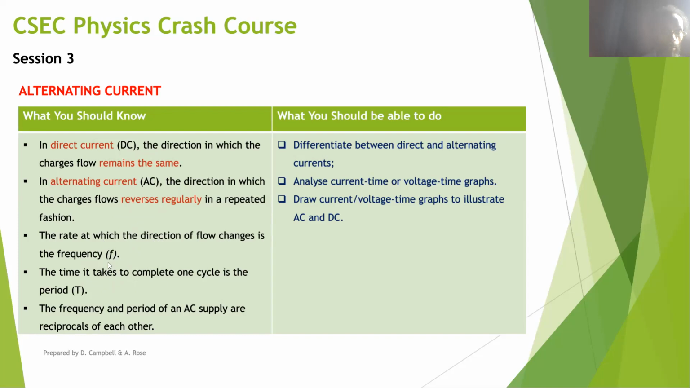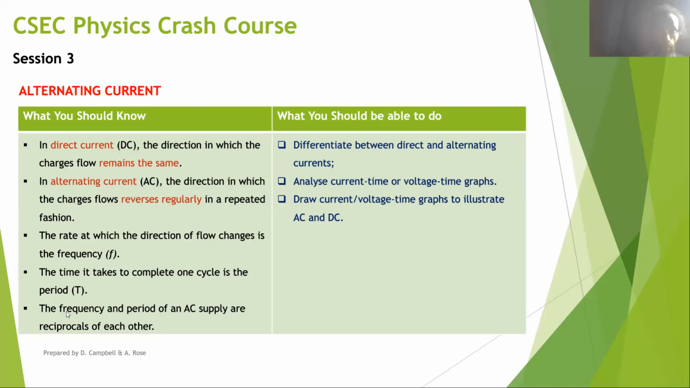Now, the time it takes to complete one cycle is called a period, and that's designated T. Similarly to a wave motion and a pendulum, F and T are reciprocals of each other. So it follows the same concept as in waves and the simple pendulum. Frequency is the number of cycles per second, and period is the time taken for one complete cycle. So for it to go one direction, come back and go in the opposite direction and then start over, that time is the period.